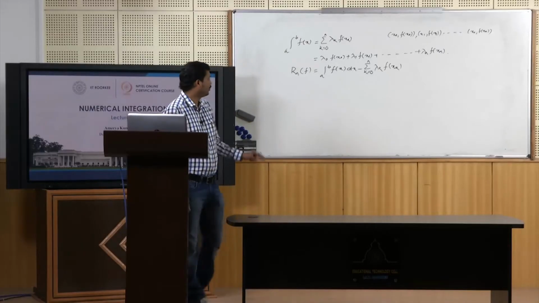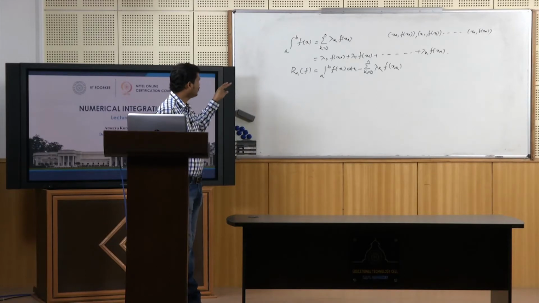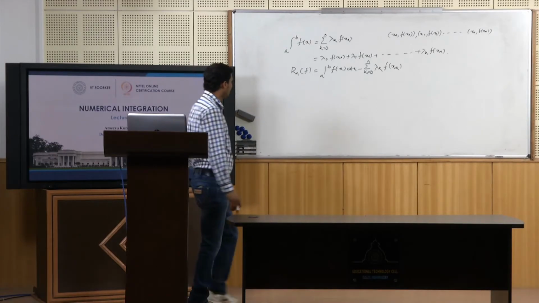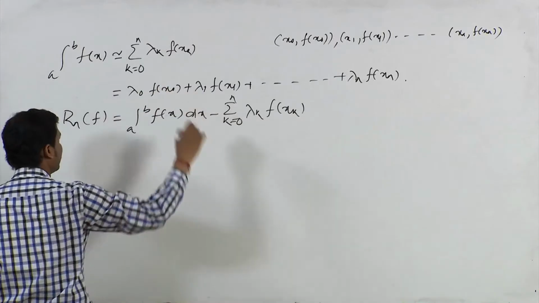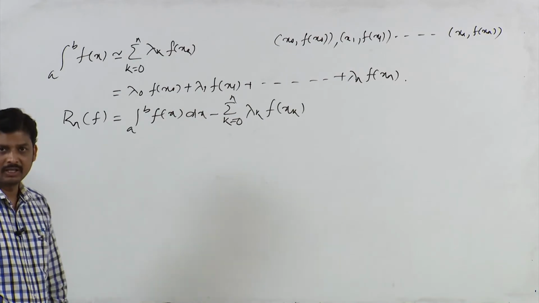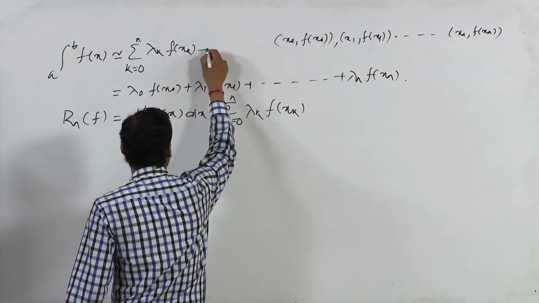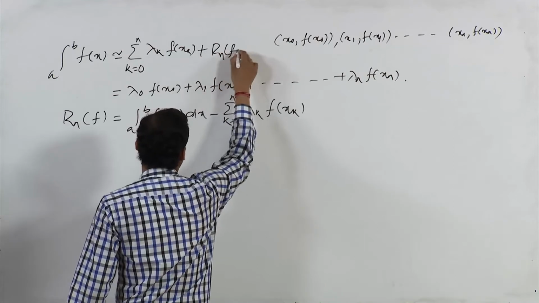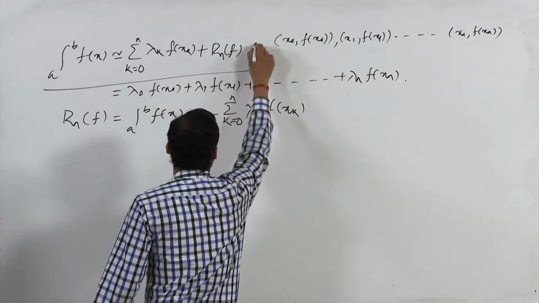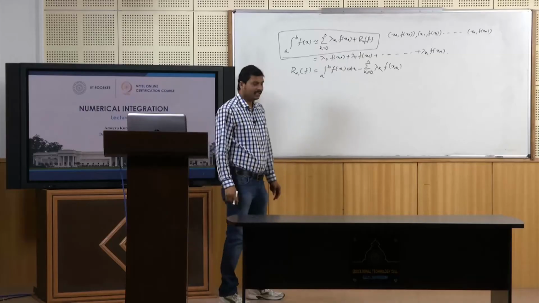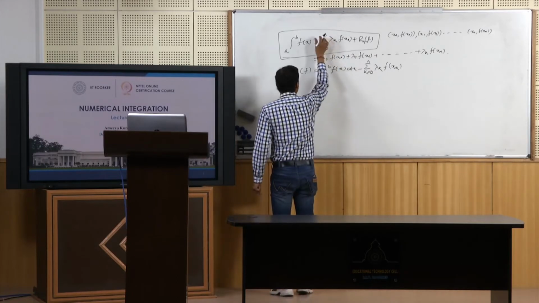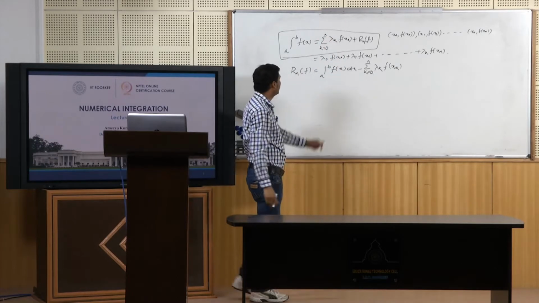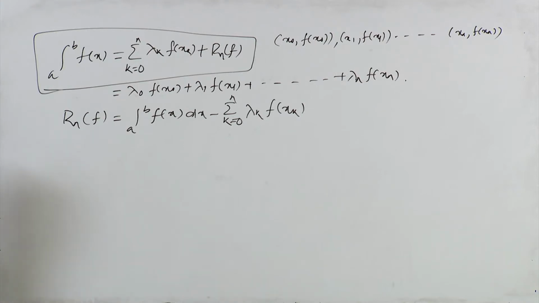If we want to evaluate this error, we have to subtract both these terms, since this is not exactly equal to, it is an approximation of the integral. We can write the integral as the summation plus Rn of f as the total expression for the complete integration formula. Then Rn of f equals the integral from a to b of f of x dx minus summation k equals 0 to n lambda k f of x k.